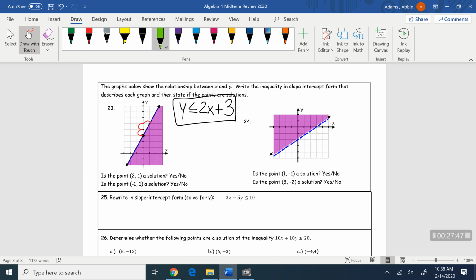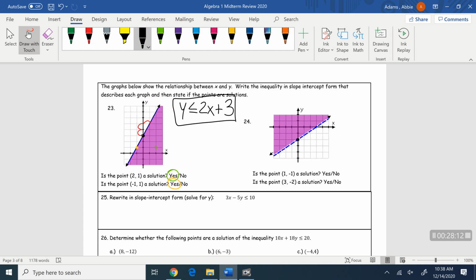Now it's asking us if the point (2, 1) is the solution. Well, right 2, up 1. That's in our shaded region, so it is a solution. And now it's asking about the point (-1, 1). So I'm going to go left 1 and up 1. This lies on our line, but because it's a solid line, this also is a solution. Let's look at number 24.